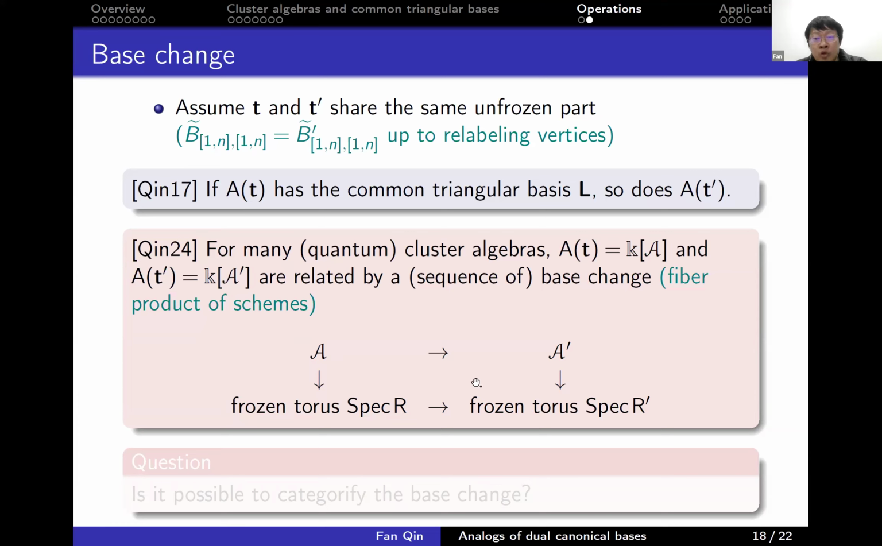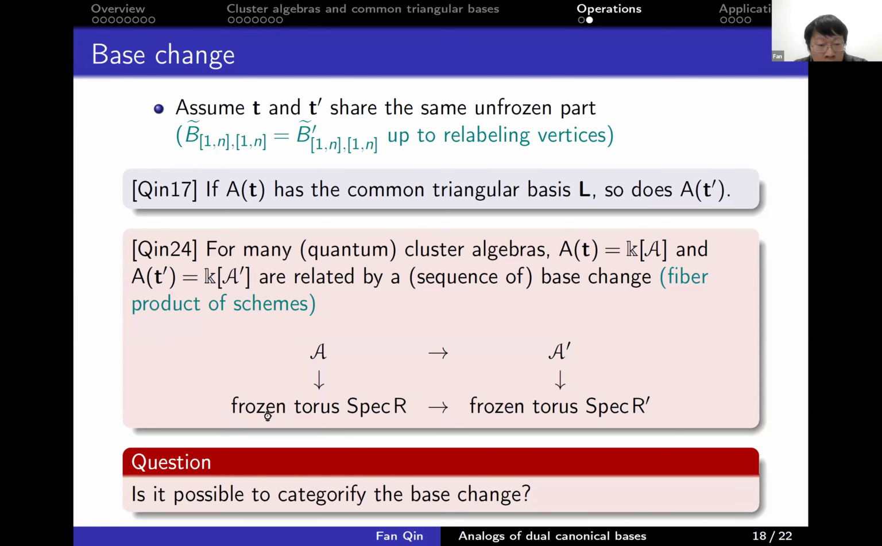In general, maybe A and A prime are not related by one base change, but they are related by a finite sequence of base changes, and the arrows can go in both directions. Okay, and so this is how we understand changing the frozen part. This can be understood as a sequence of base changes in algebraic geometry. And then there's a natural question: how can we categorify the base change? Which I don't know for the moment. It will require you to understand 4 categories involved and relate them by functors, which we don't know how to do.